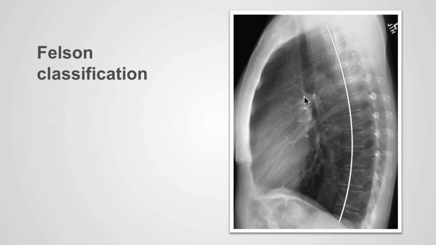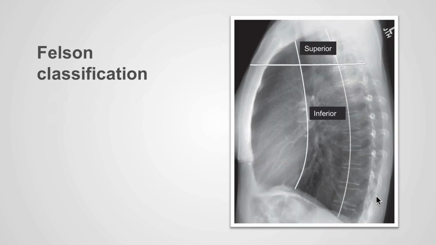Felson's second line lies along the course of the vertebral bodies and takes the shape of the contour of the vertebral bodies. The line is drawn 1 centimeter posterior from the anterior edge of the vertebral bodies. Everything posterior to this line, by Felson's classification, lies within the posterior mediastinum, and everything between the two lines lies within the middle mediastinum.